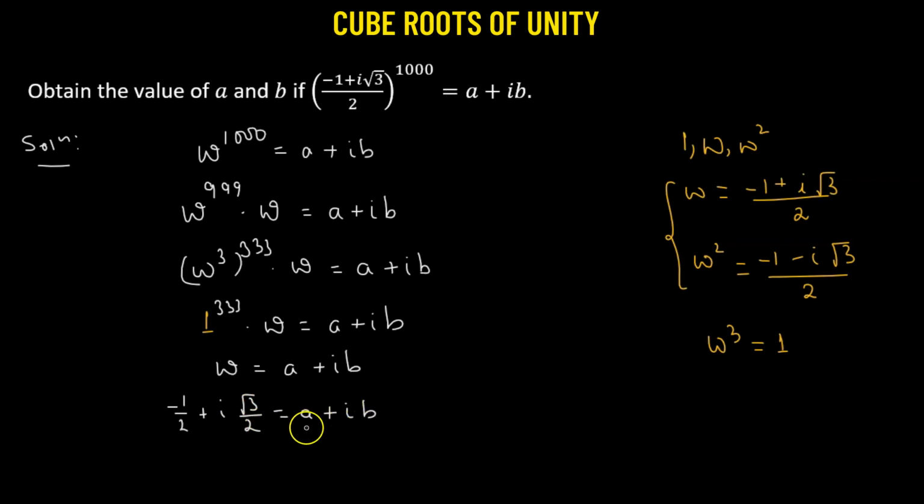Now what we can do is equate the real part with the real part. So that means our value of a will be equal to -1/2. And when we equate the imaginary part, that gives us b equals √3/2. So these are going to be the two values of a and b.